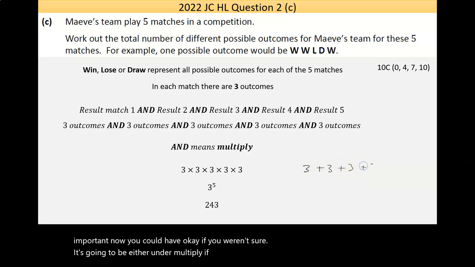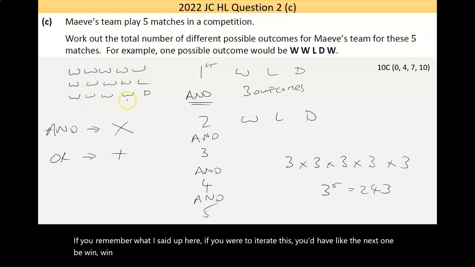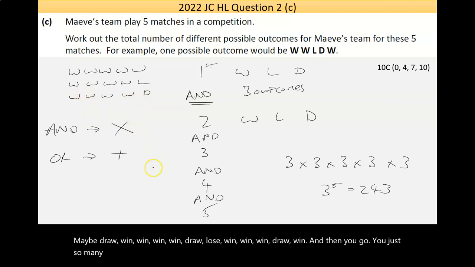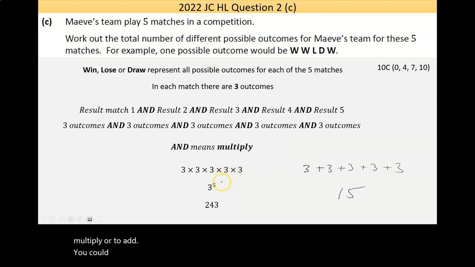If you'd added them, you would have got that 15, isn't it? 15 possible outcomes. If you remember what I said up here, if you were to iterate this, you'd have win, win, win, maybe draw, win. Win, win, win, draw, lose. Win, win, win, draw, win. And then you go, there's so many of them that it's going to be more than 15. So if you weren't sure whether to multiply or to add, you could do both and put a line through the one you thought was least likely.